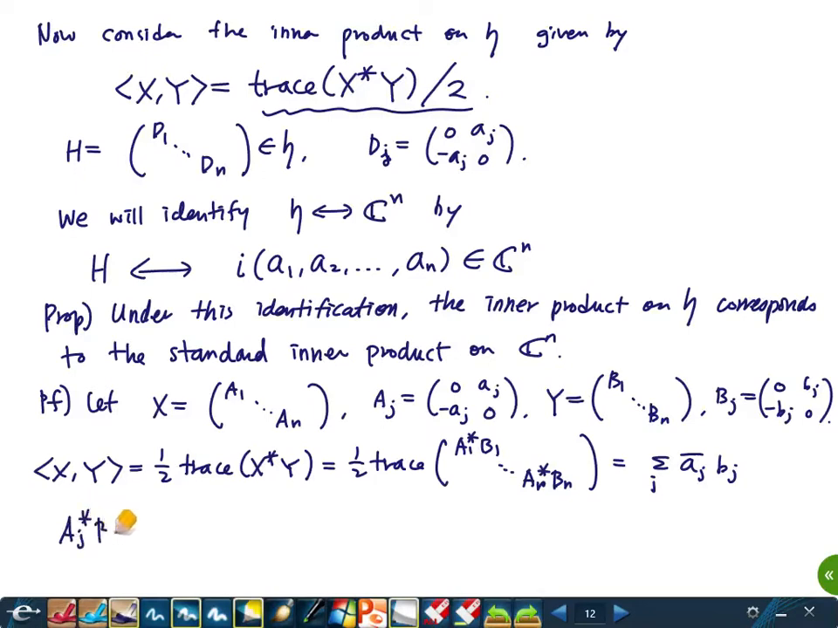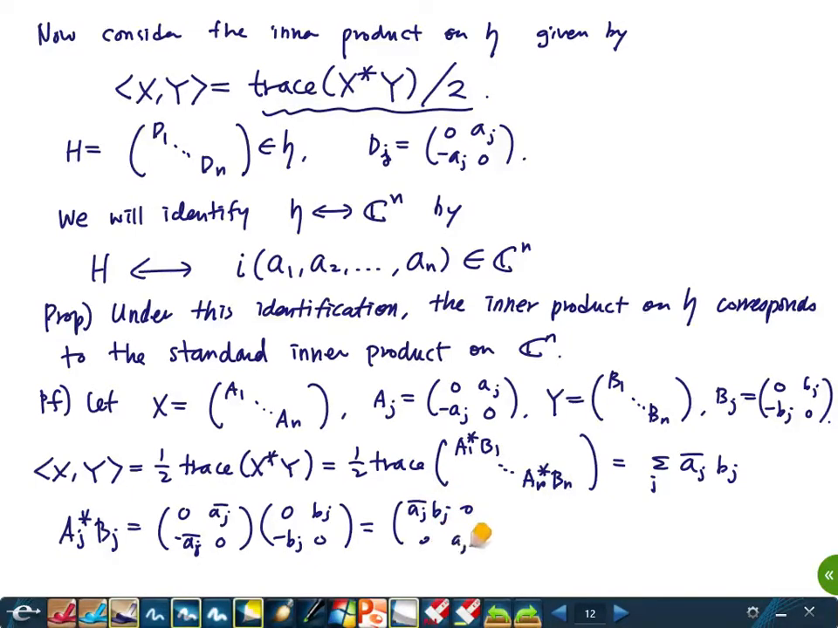Aj star Bj is really this star, so 0, Aj. I'm not sure I have to do this, but just to make everything clear, you can multiply them, right? If you multiply them, then Aj bar Bj, 0, 0, Aj bar Bj. So add them, because that's why we divide this by 2, to make this really the usual product instead of half of that or 2 of that. So then, this is okay, right?